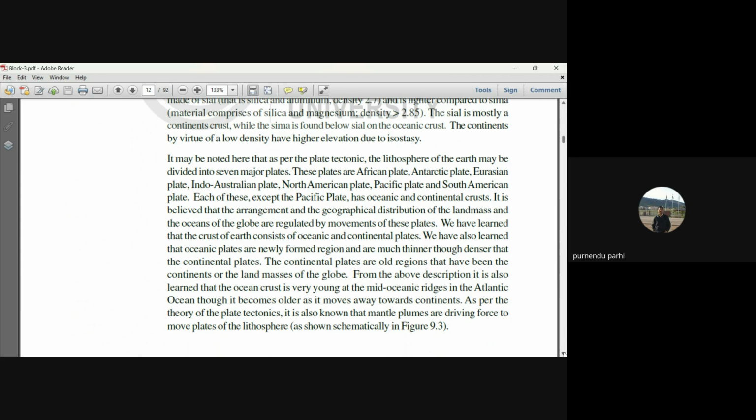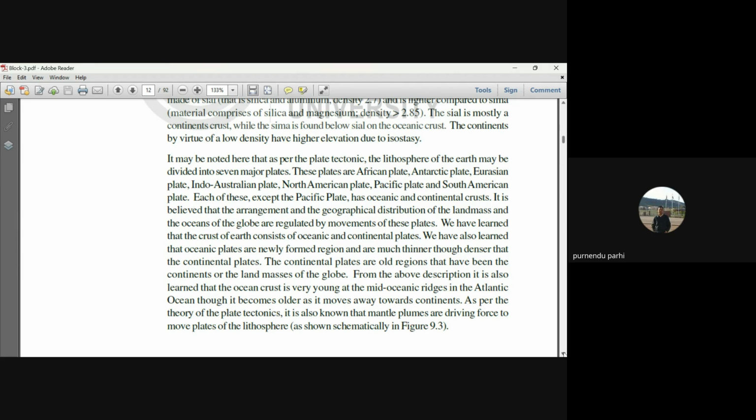We have learned that the crust of Earth consists of oceanic and continental plates. We have also learned that oceanic plates are newly formed regions and are much thinner though denser than the continental plate. The continental plates are old regions that have been the continent or the landmass of the globe. From the above description, it is also learned that the ocean crust is very young at the mid-oceanic ridges in the Atlantic Ocean, though it becomes older as it moves away towards the continent.